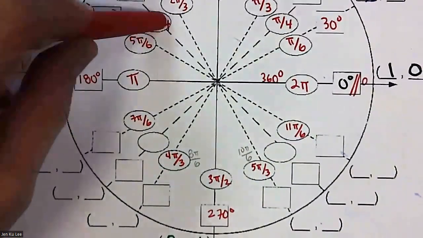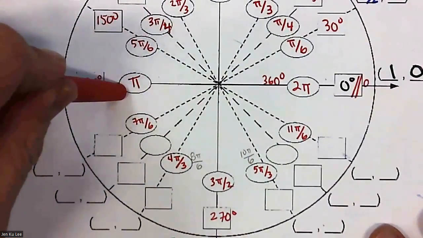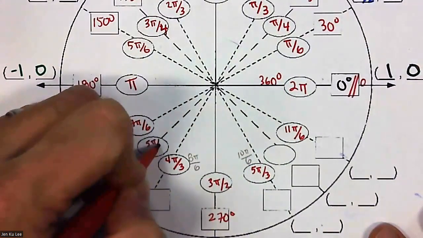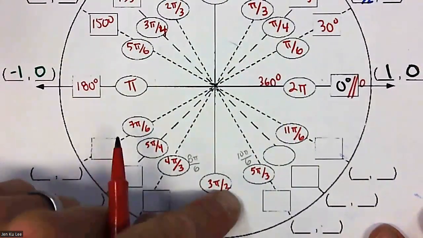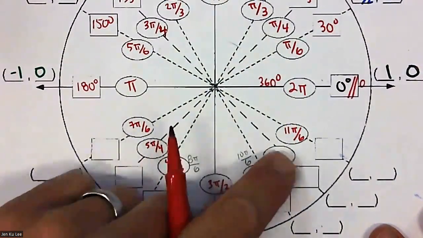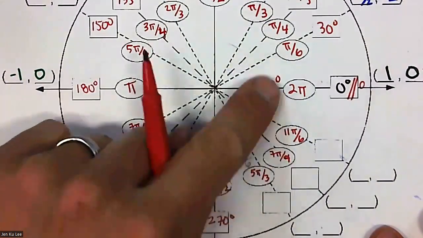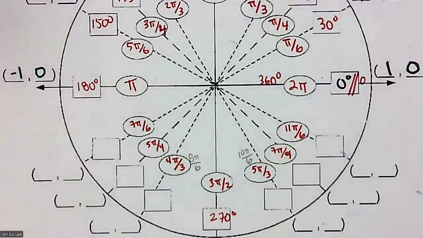And then let's do the pi over 4s. 3 pi over 4, 4 pi over 4, which is pi. 5 pi over 4. 6 pi over 4, which is 3 pi over 2. And then this would be 7 pi over 4. And then this would be 8 pi over 4, which is 2 pi. Does that make sense? I'm just adding 45 degrees or pi over 4s to what I already have, right?